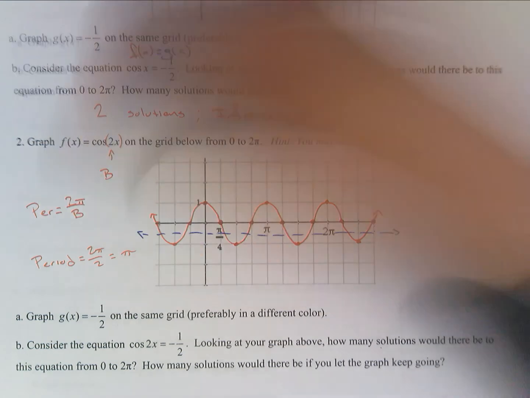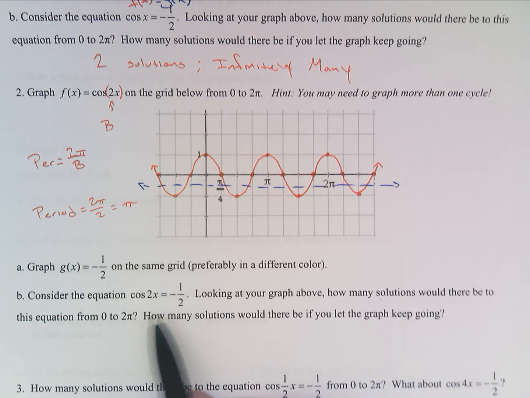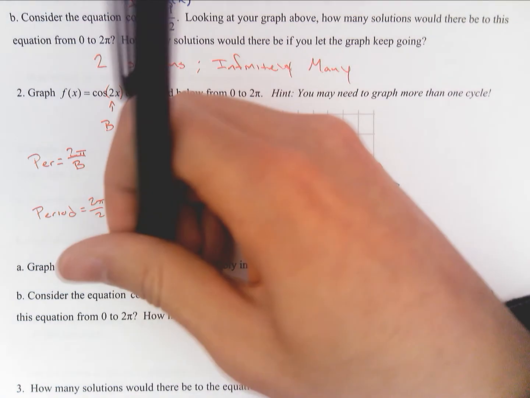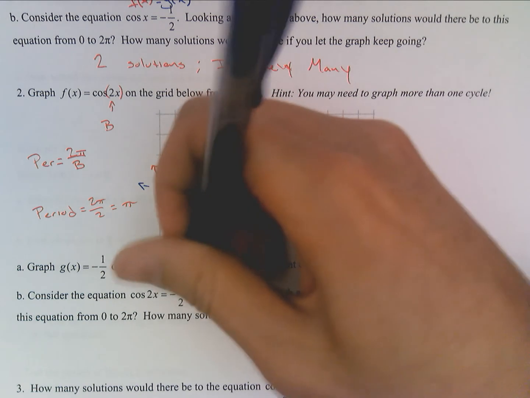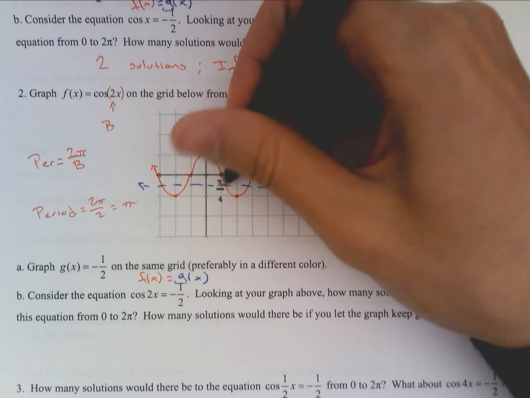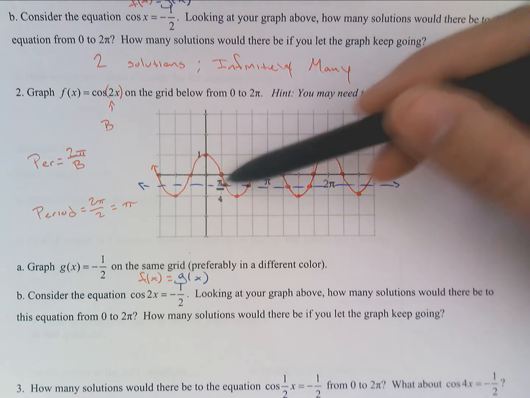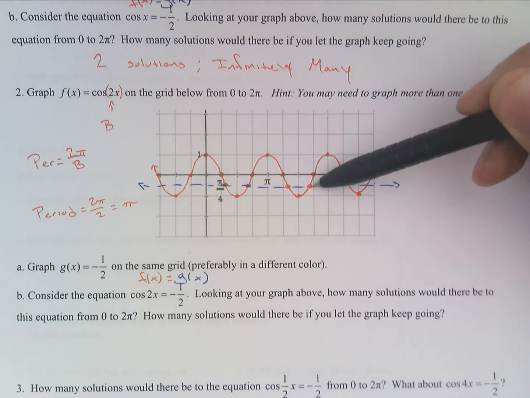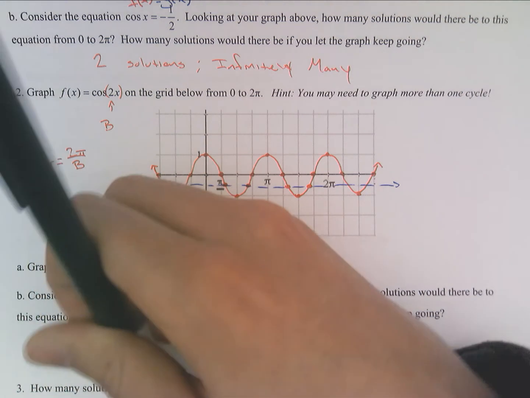And I want to know how many solutions we have to this equation, cosine of 2x equals negative 1/2. So again, this is where f of x, cosine of 2x, is equal to g of x, negative 1/2. So this is where the functions intersect. From 0 to 2 pi, these functions intersect 1, 2, 3, 4 times. So we have 4 solutions between 0 and 2 pi.